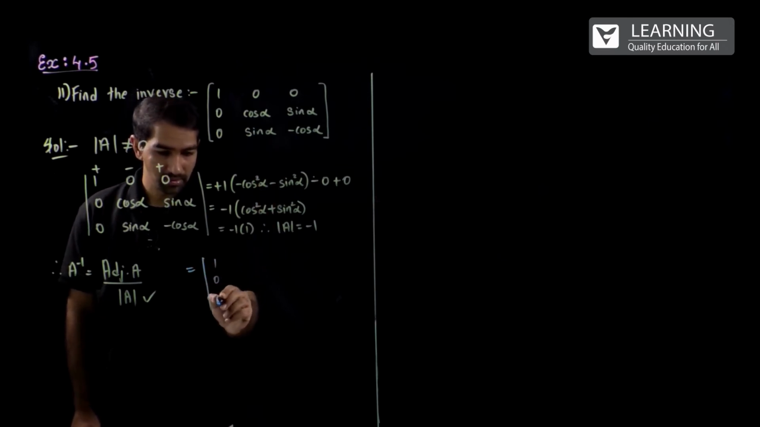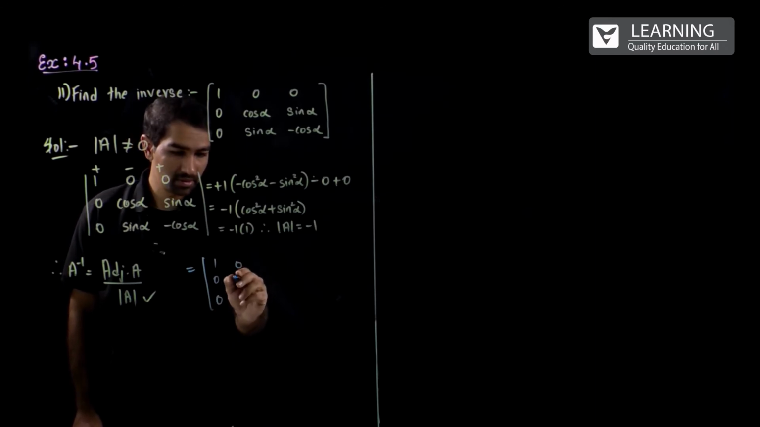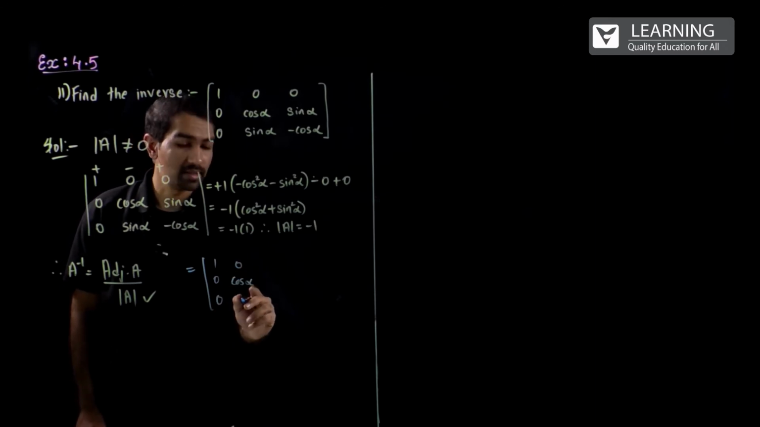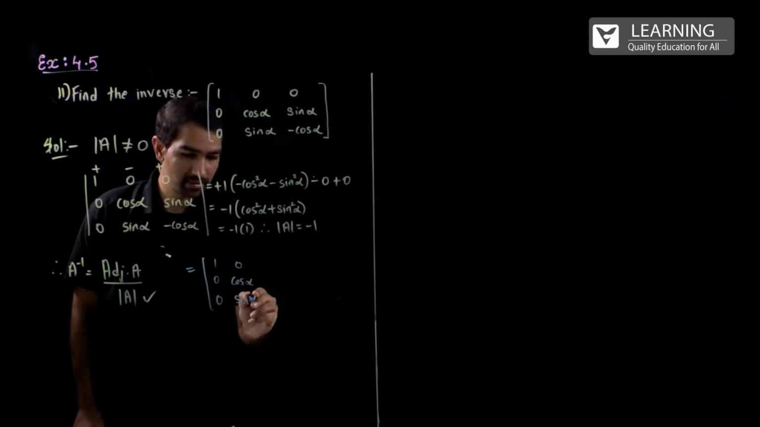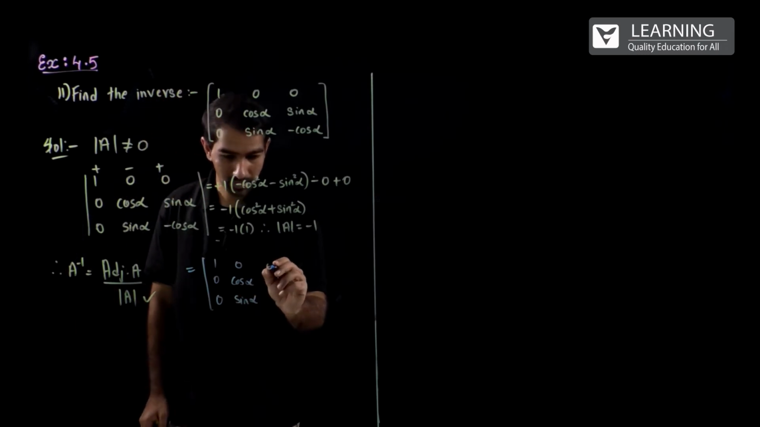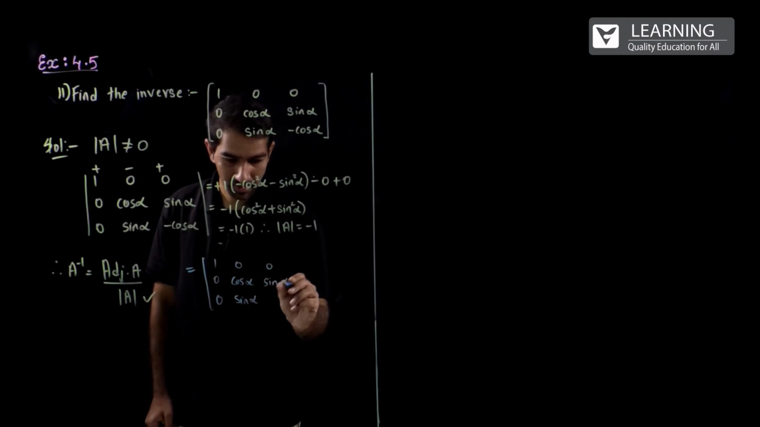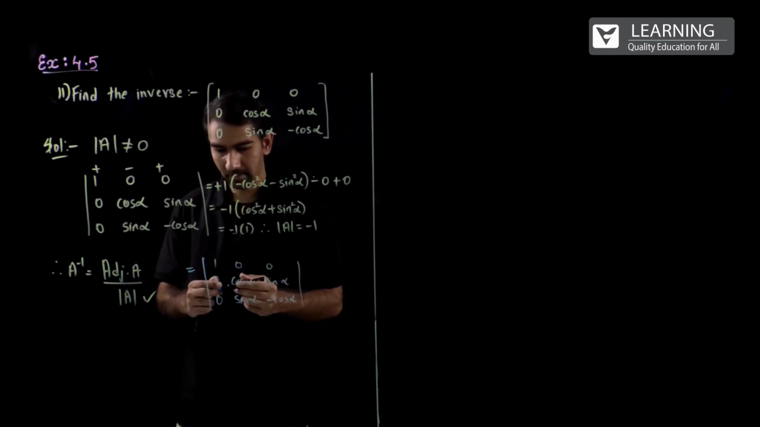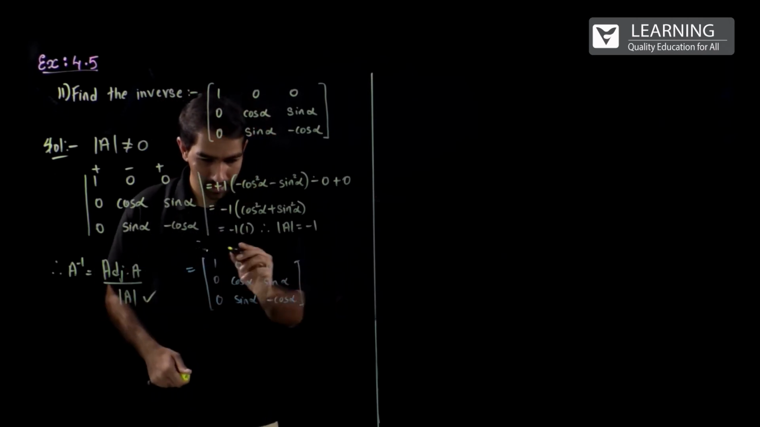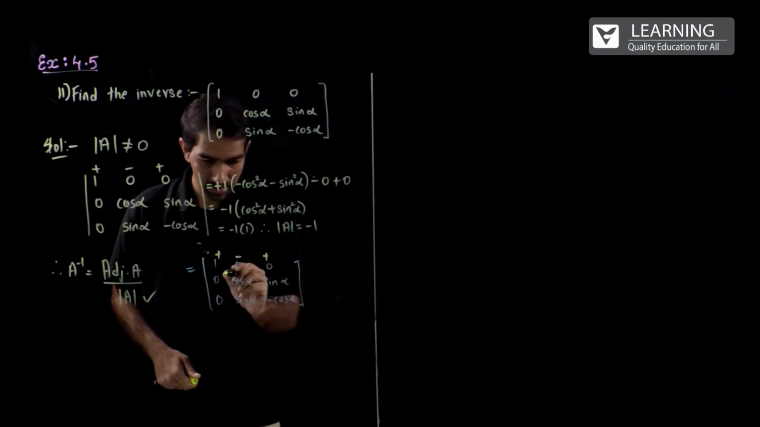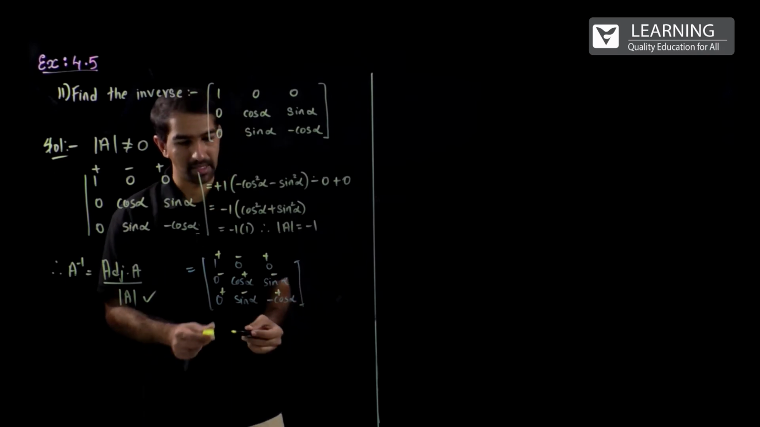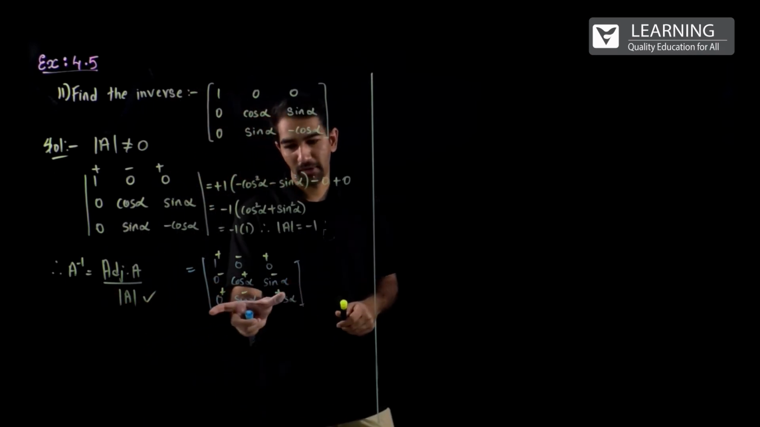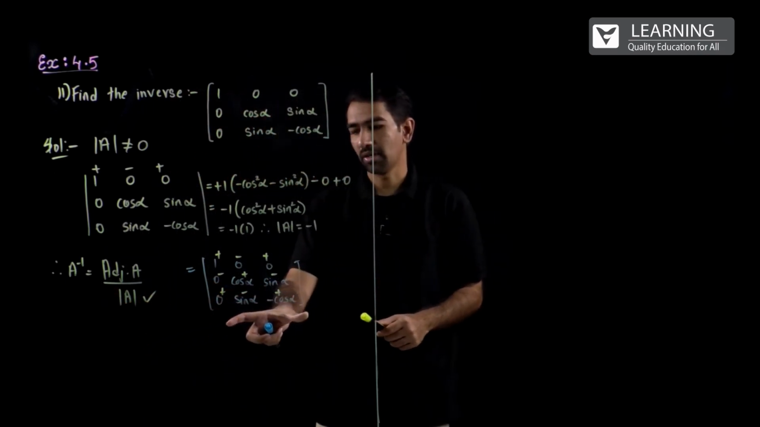1, 0, 0, 0, cos alpha, sin alpha, and 0, sin alpha, minus cos alpha. Correct? So here we'll write down the cofactor signs: plus, minus, plus, minus, plus, minus, plus, minus, plus again. We'll find the adjoint of A from here, students. So the transpose, the first step, is already done.